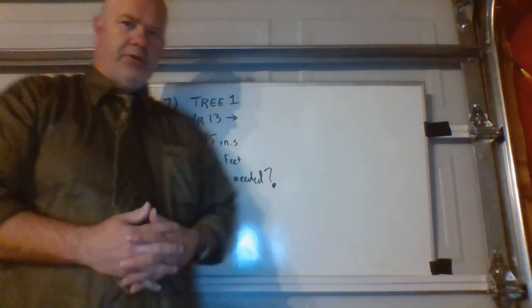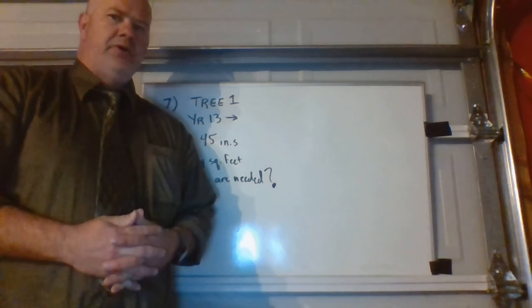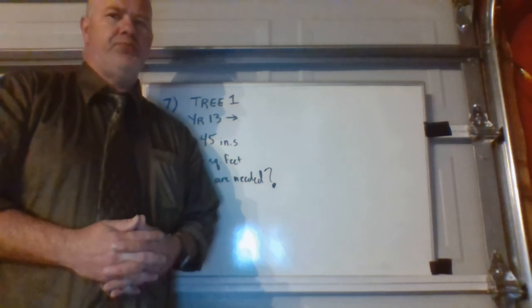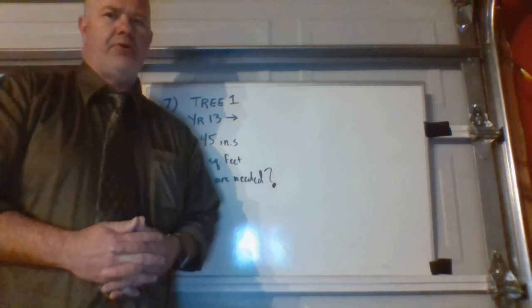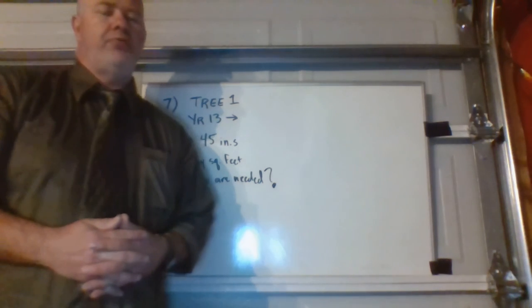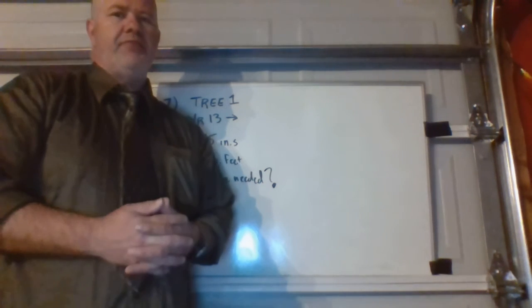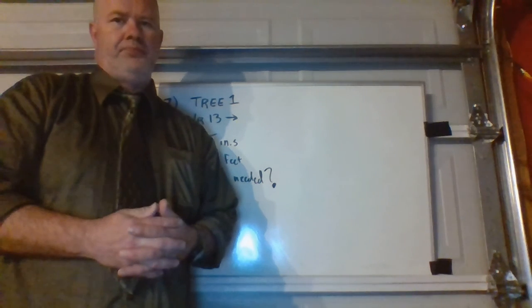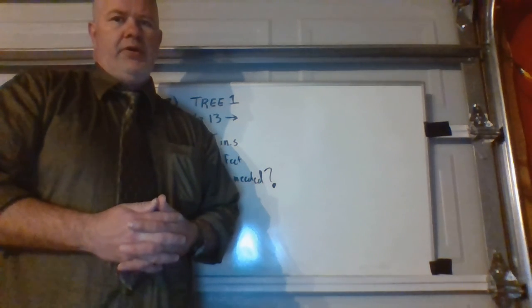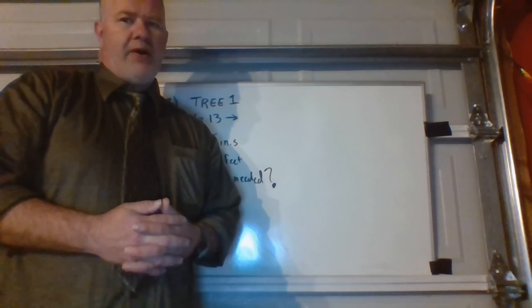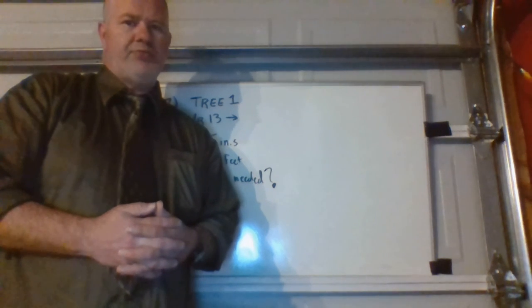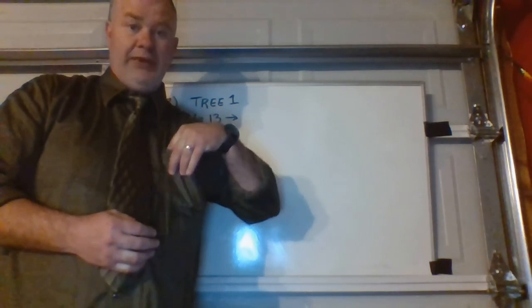Okay, question number 7. In year 13, the scientists will put tree wrap around tree 1 to protect it from the winter snow. If the height of the tree wrap needs to be 45 inches, the wrap is priced by the square foot. To the nearest square foot, how many square feet of wrap does she need?